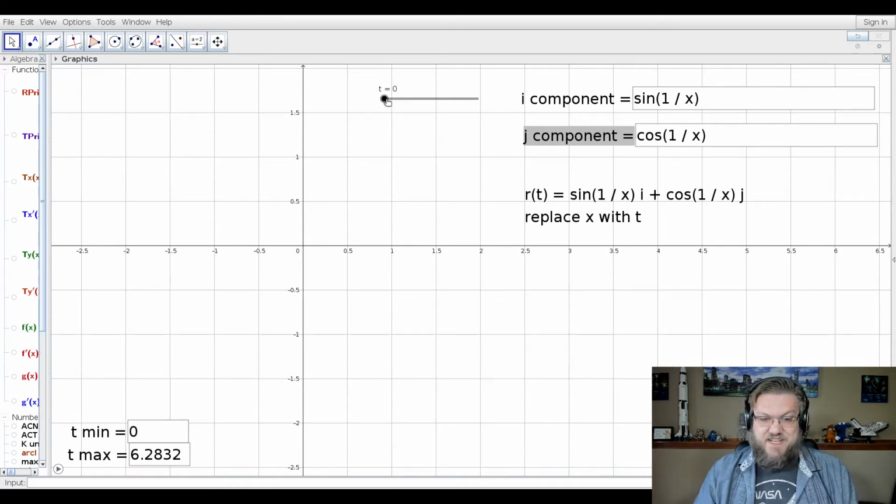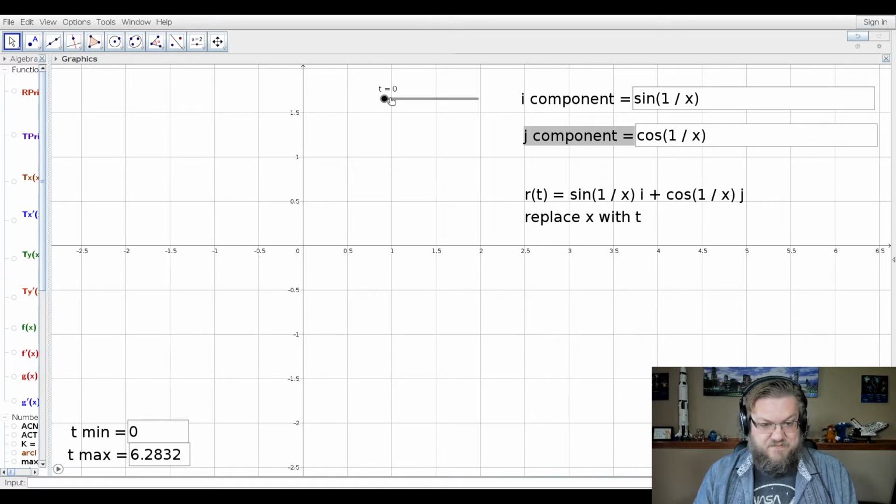Now, notice at t equals 0, I have problems, right? That's because when I try to plug in a 0 here, it's undefined. And so that's why it's not showing me anything for t equals 0. But I'll start this in motion and see what I end up getting.